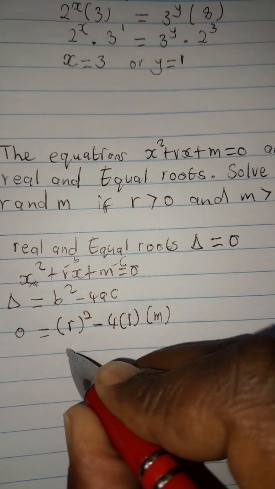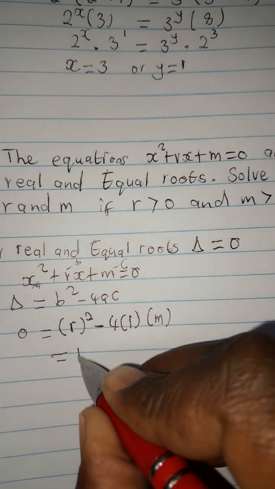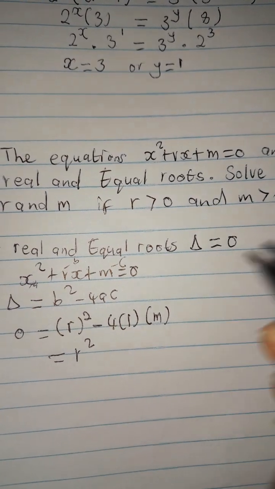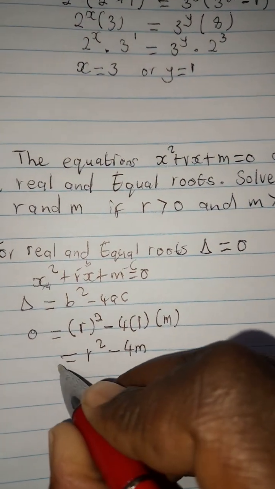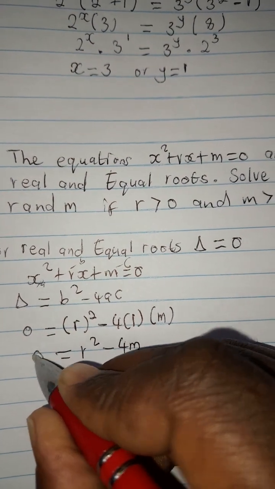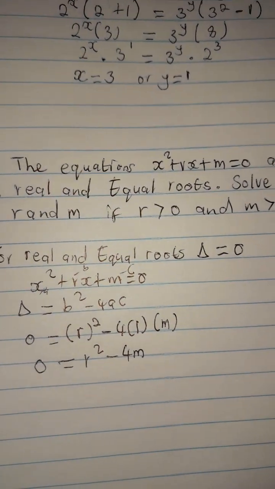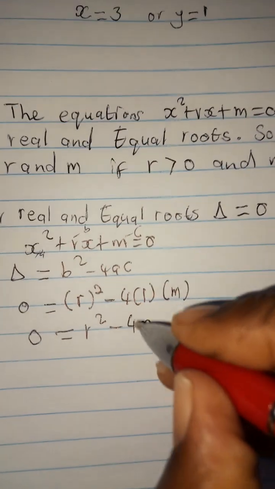Okay, let's work it out. You power this, you get r squared, negative 4 times m, that will be negative 4m, which is equal to 0 there. So we need to formulate equation 1.